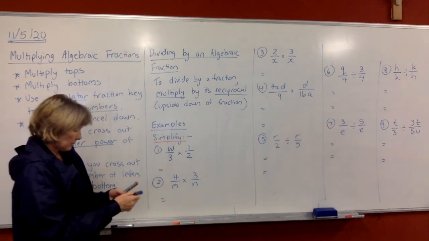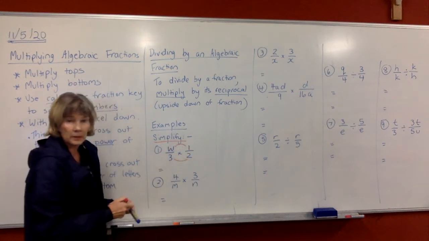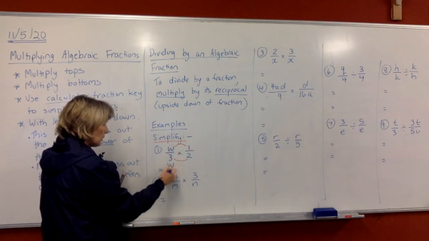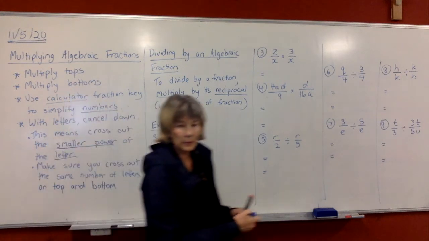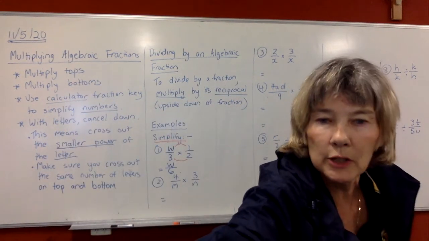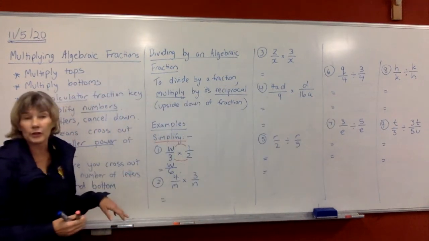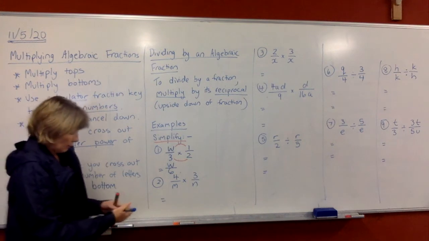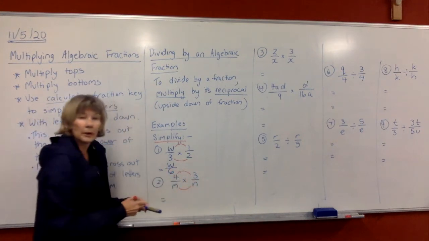So in this first one, we're multiplying, so we're going to multiply our tops and multiply our bottoms. So we've got W times 1 is W, and 3 times 2 is 6. So that one's pretty easy. There's nothing more for you to do. You don't need to put anything in the calculator. Everything's done.